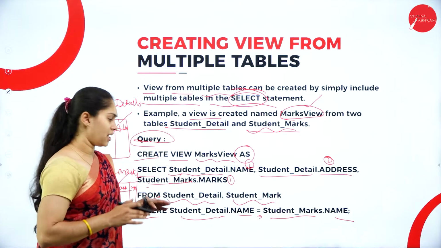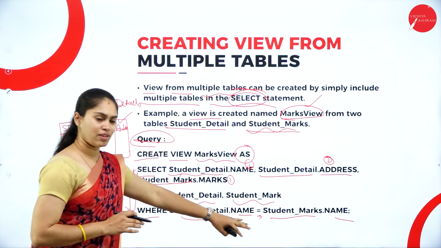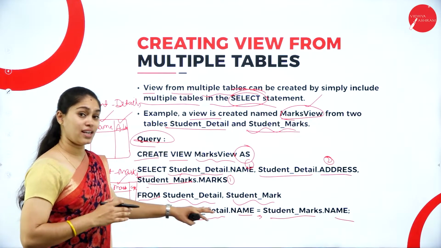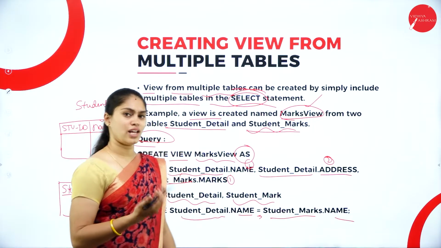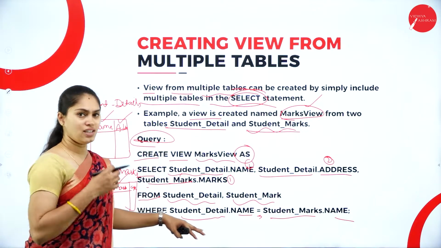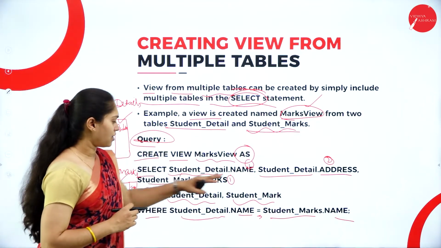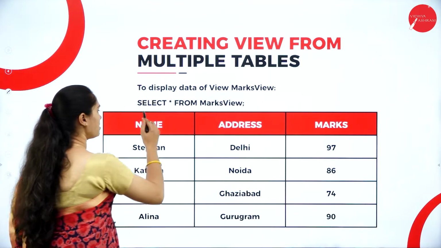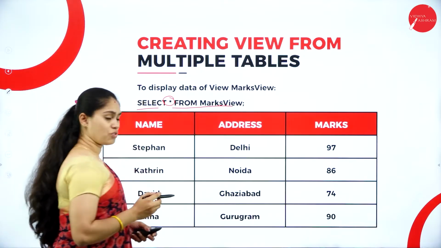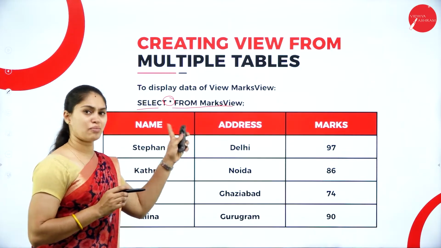So here you can see the equal symbol. What are we comparing? Whatever name we have in the student details table should also match with the student marks table. Then only we can fetch those names along with the address and marks. So here you can see the result by typing select star from marks view. Why? Because marks view is the name of a view table.